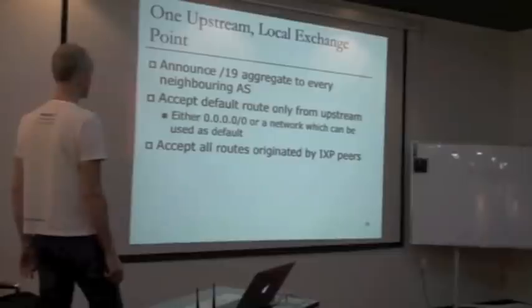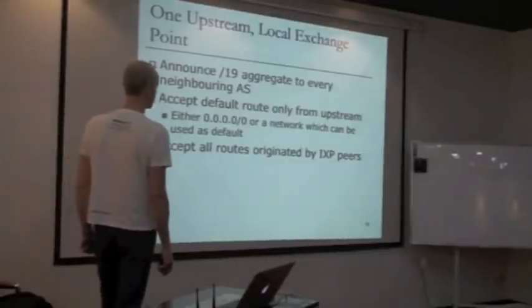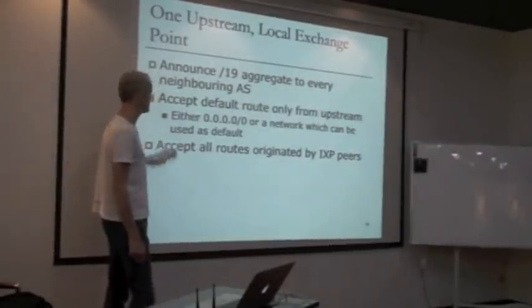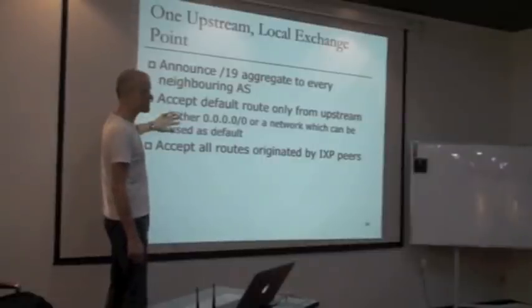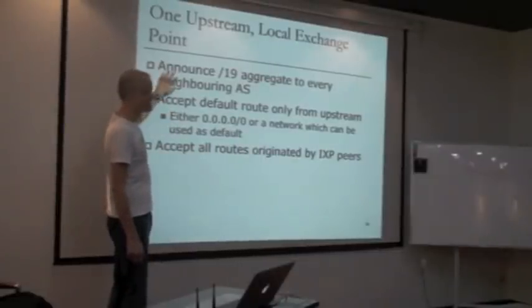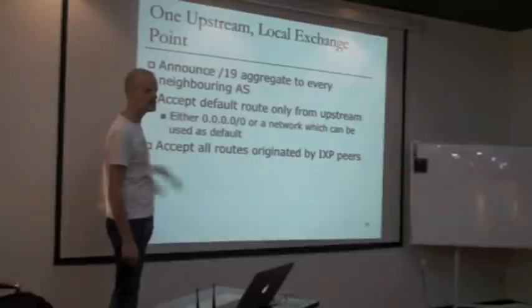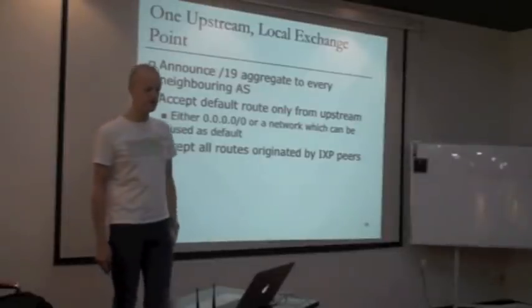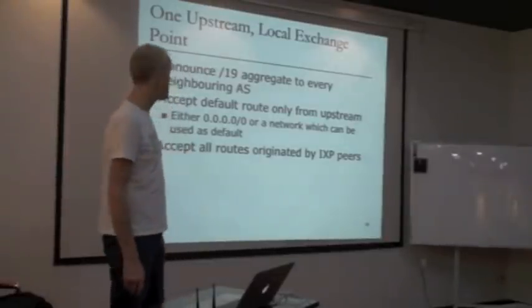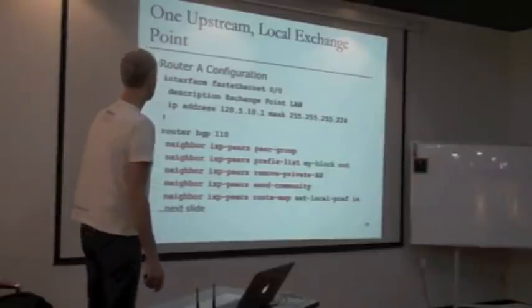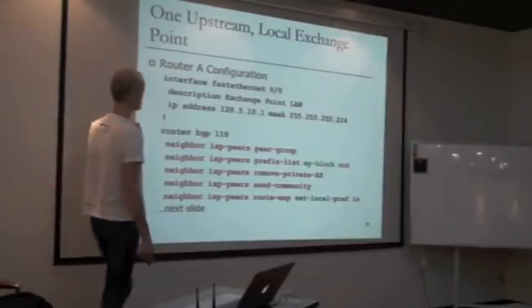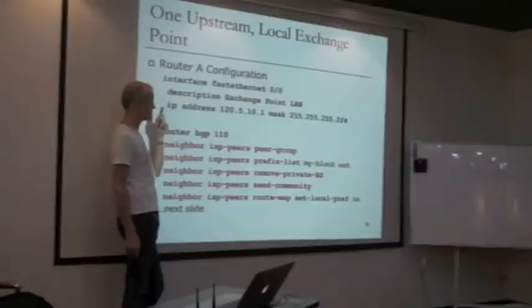So that's what I said. We accept all routes originated by the exchange point peers. Accept default from upstream, send our aggregate to upstream and the exchange point peers. Router A configuration. Well, now router A is on the exchange point LAN. We've got an IP address on the LAN.